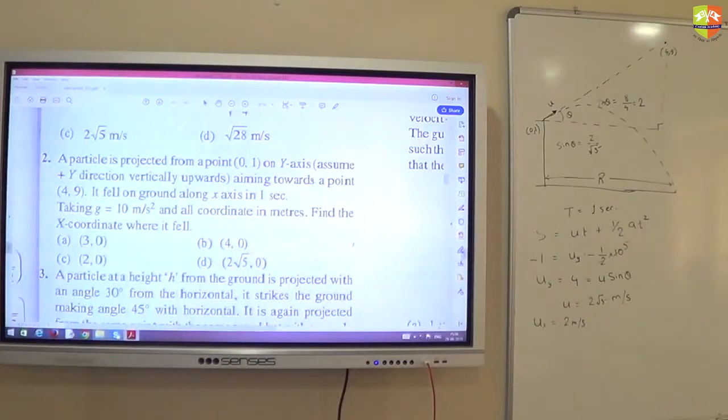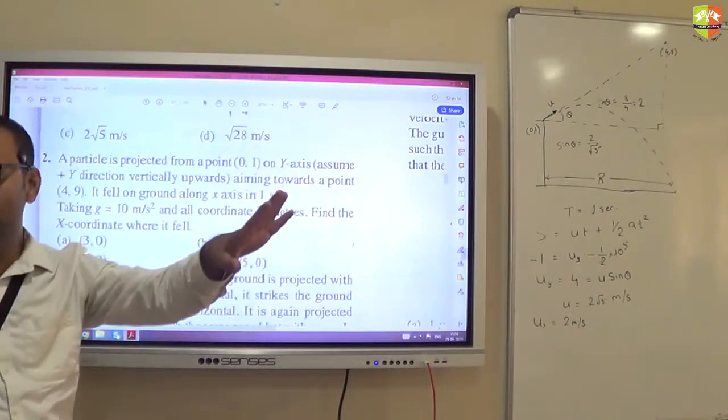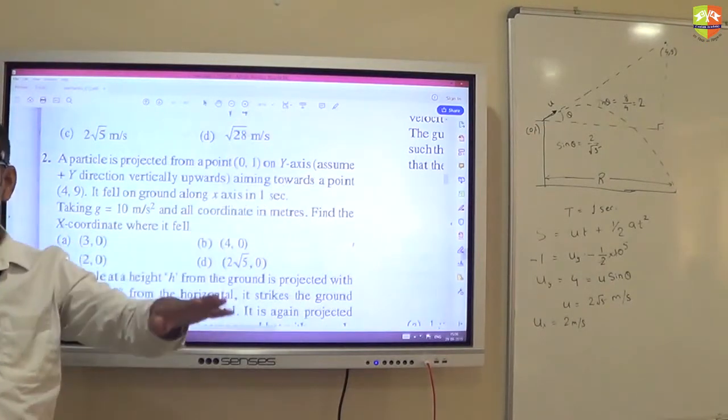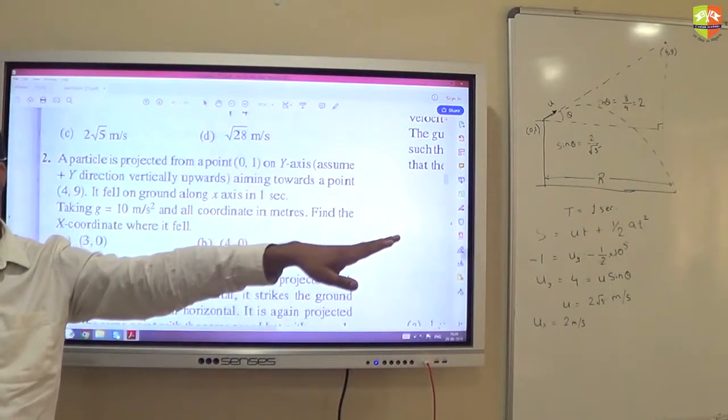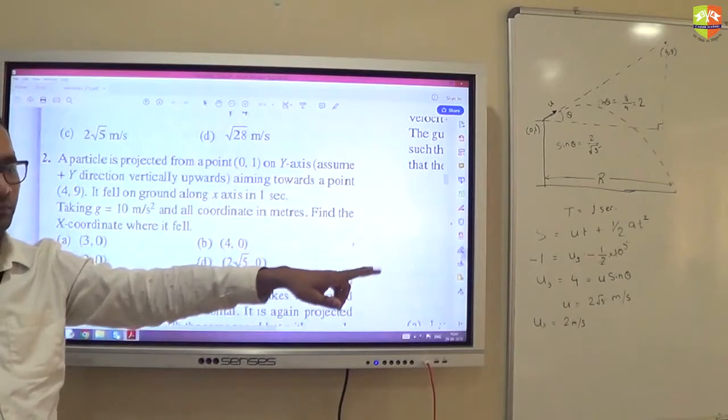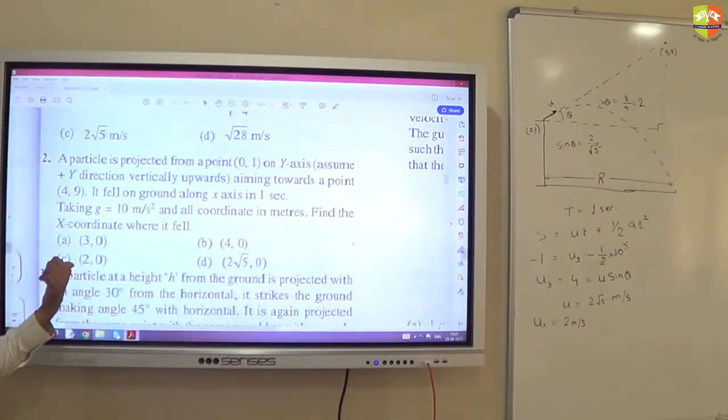Alright? Time is 1 second. So distance along x axis will be 2 into 1 because there is no acceleration along x axis. Velocity along x axis, ux into t, is your distance along x axis. So answer is 2, 2, 0. Understood? This you can say is JEE Mains level.